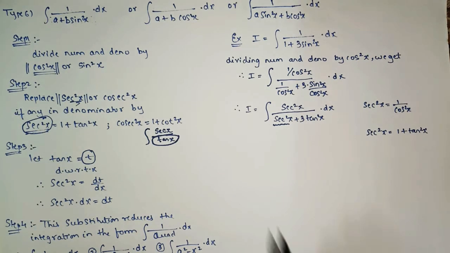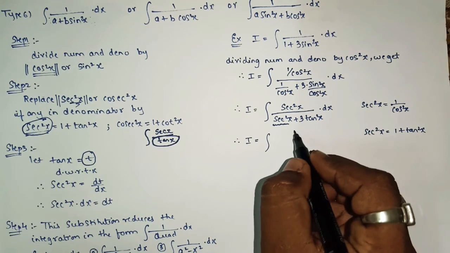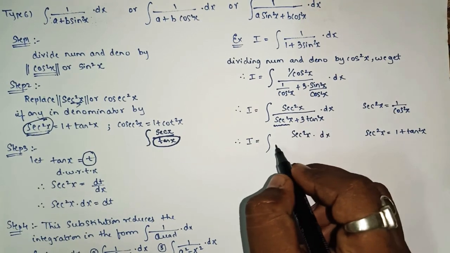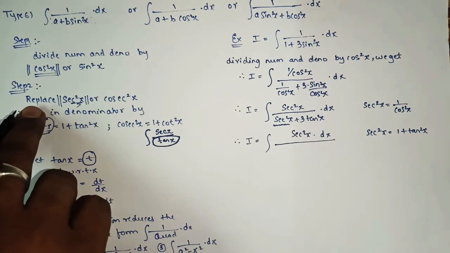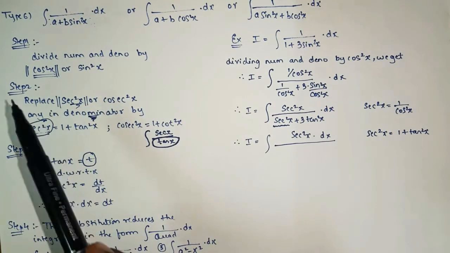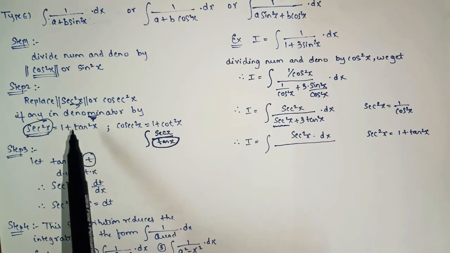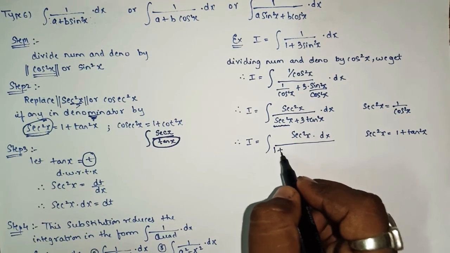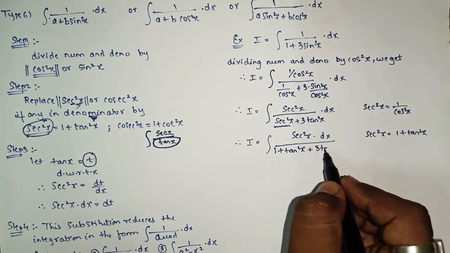Yes or no? So therefore I will be equals to what? This will be same. It is clearly mentioned only to the denominator section, not to the numerator section. Wherever you see sec square in the denominator, that sec square will be replaced by 1 plus tan square by using the identity formula. So here we'll write 1 plus tan square x plus 3 tan square x.